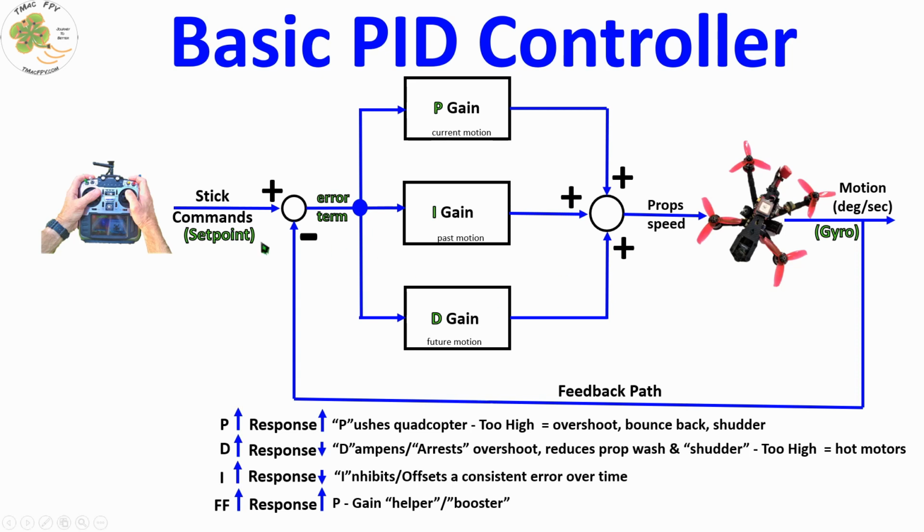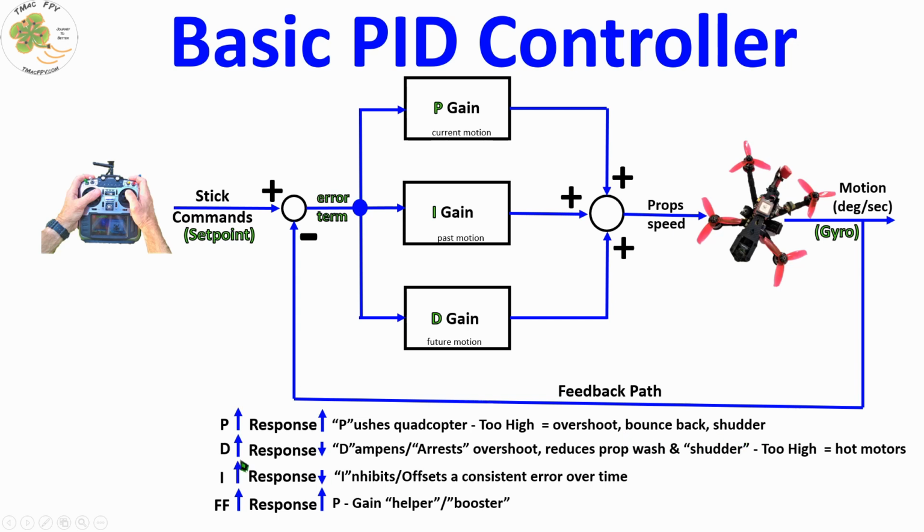That difference between what we command it to do and what it actually does is called error. We obviously want to keep that to a minimum. We can do that by adjusting our 3 variables of P gain, I gain, and D gain. If we increase our P, it pushes the quadcopter to its desired commanded motion more quickly, but if we increase it too much, it's going to overshoot its target, causing it to bounce back to its intended position and could result in shuddering type movements.